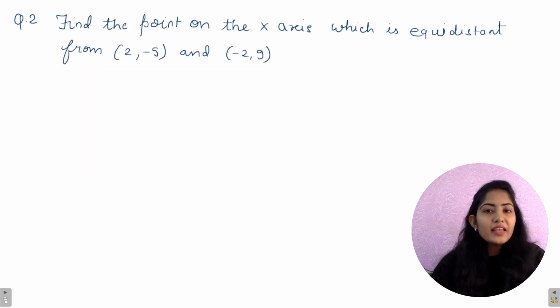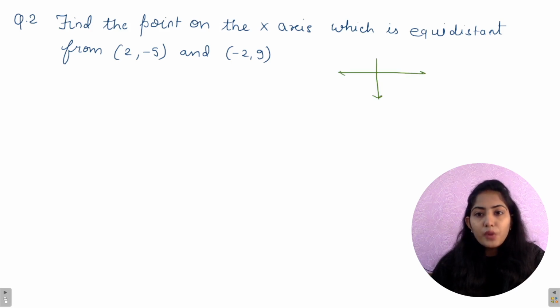Find the point on x-axis which is equidistant from these two points. So what is this? Find the point on the x-axis. There is a point which is on the x-axis. First of all, you should know that if the point is on the x-axis, the y-coordinate will be 0. The x-coordinate may be positive, may be negative, may be anything, but the y-coordinate will be 0.